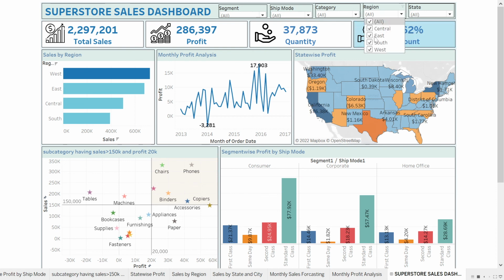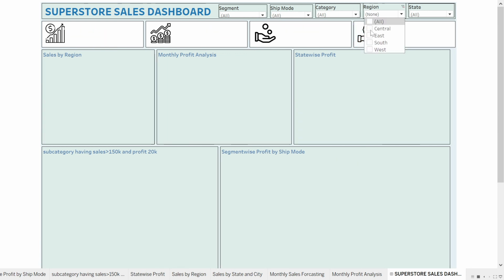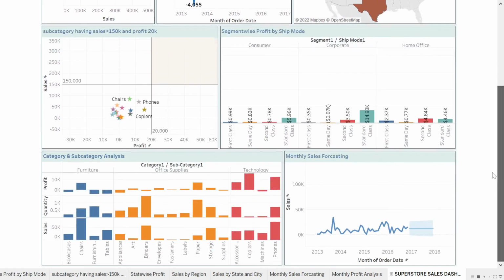Okay, we select only the central region. Based on that, let's see how the dashboard looks. Here we can see that three subcategories in the furniture category have recorded a loss.